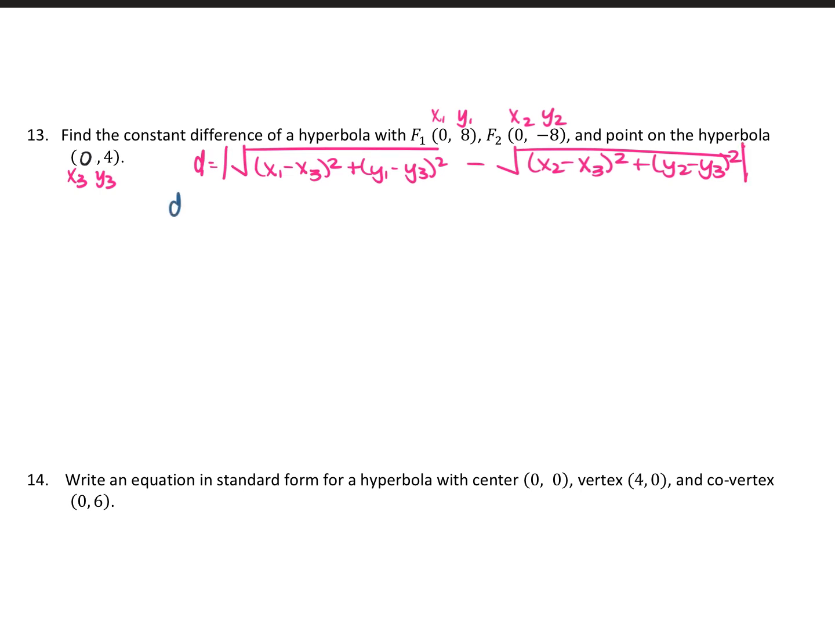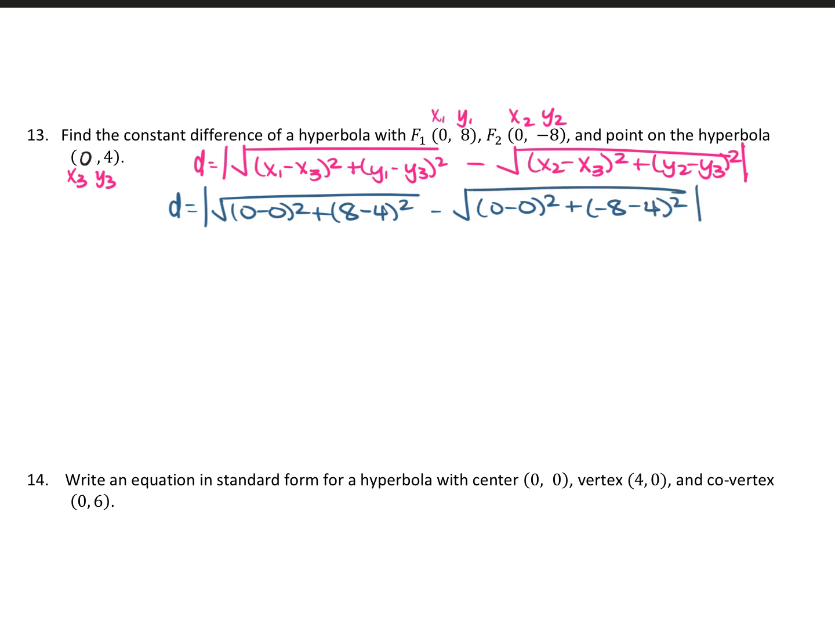So we're going to plug those values in. It's going to give us the absolute value of the square root of 0 minus 0 squared plus 8 minus 4 squared, minus the square root of 0 minus 0 squared plus negative 8 minus 4 squared. This will simplify to cancel out those zeros minus 0 squared under both radicals and leave you with the absolute value of the square root of 4 squared minus the square root of negative 12 squared.